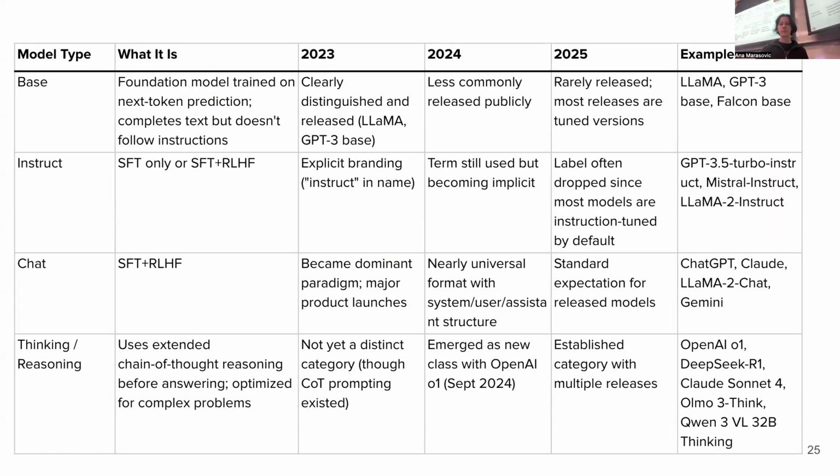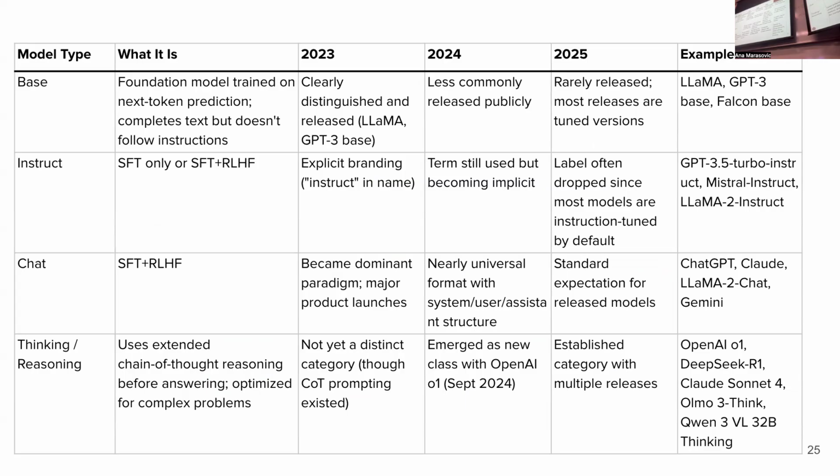Okay, let me go over this. You need to know what these things refer to. There is a base, instruct, chat, and thinking version of the model. And I have already said the base model will always be the model that's produced by pre-training and pre-training alone. So no human labeled data input.